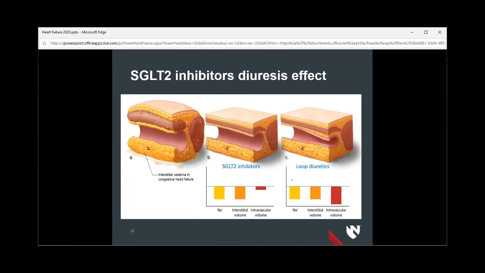These medications were approved last year for patients who were diabetic and had HFrEF, and they showed such a good benefit that they actually have done further studies on patients who are not diabetic and have HFrEF and showed the same overall effects, with decreased mortality, decreased hospitalizations, and decreased need of diuretics because of getting rid of intravascular volume.